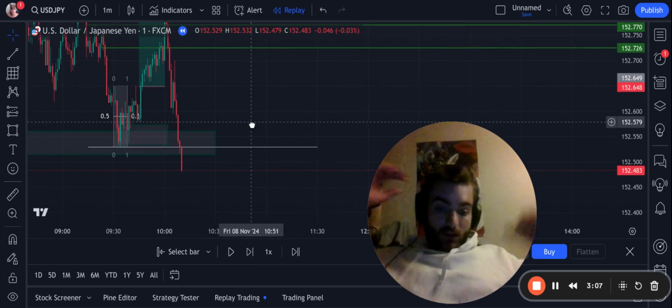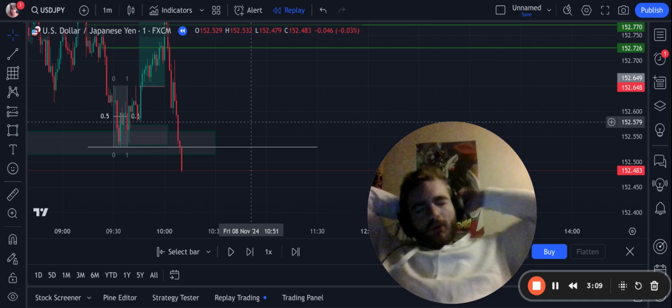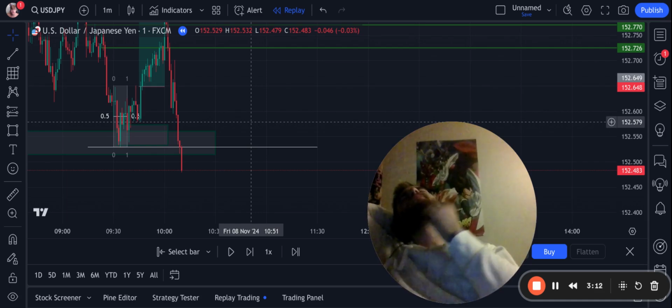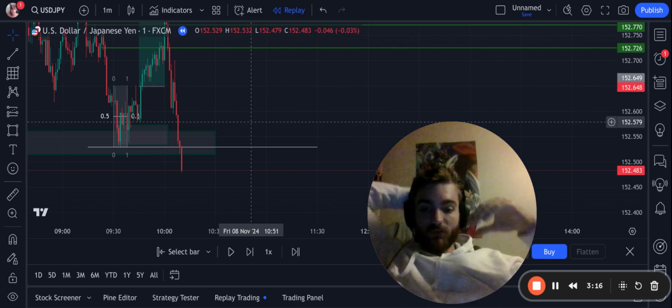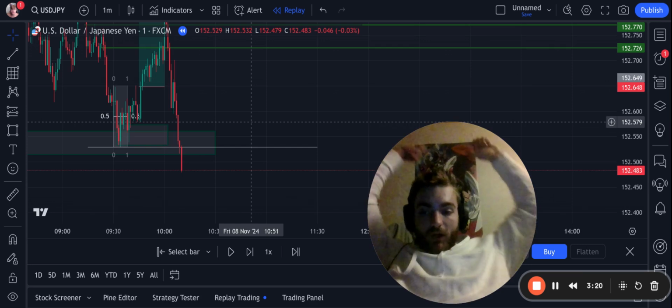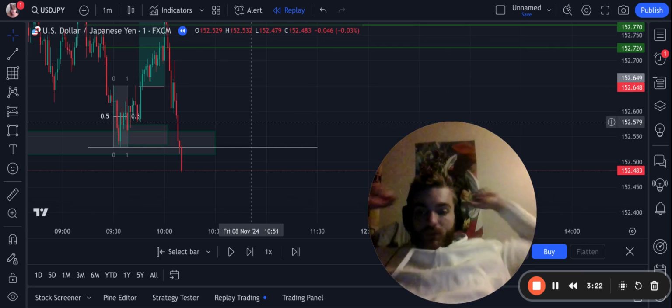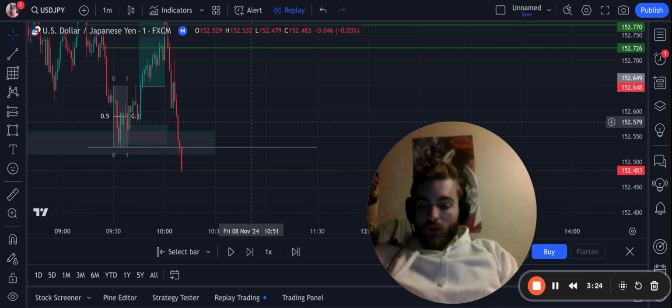So yeah, it's really cool how you can reuse the order blocks and reuse these confluences before they get invalidated. Because I've taken multiple trades just off of one order block before, which is just crazy, so wild.